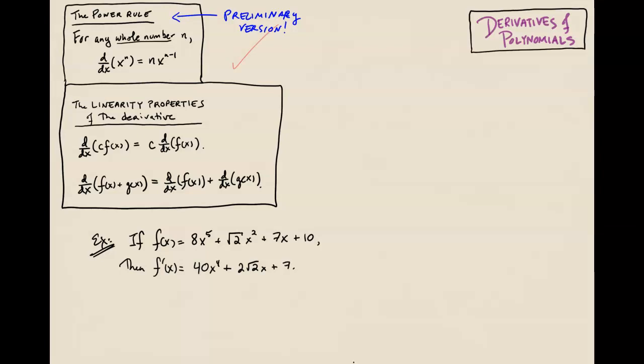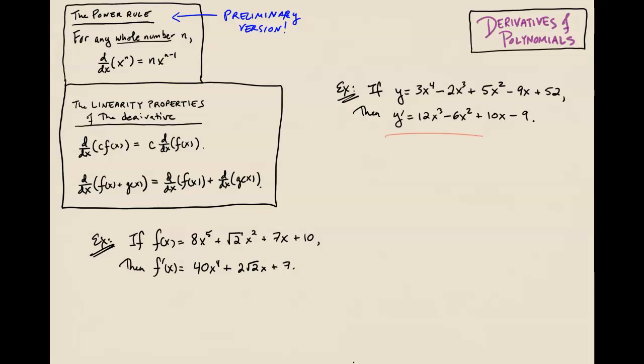But thanks to these few little theorems we proved, we were able to write down the derivative of this function in a matter of seconds. Let's do one more example. If y is 3x to the 4th minus 2x cubed plus 5x squared minus 9x plus 52, then y prime, the derivative of this thing, is going to be 12x cubed minus 6x squared plus 10x minus 9.